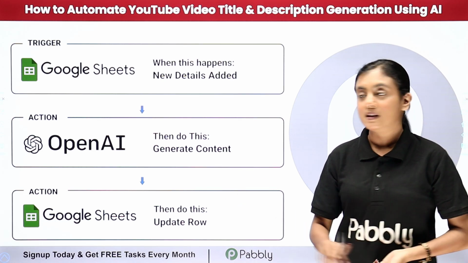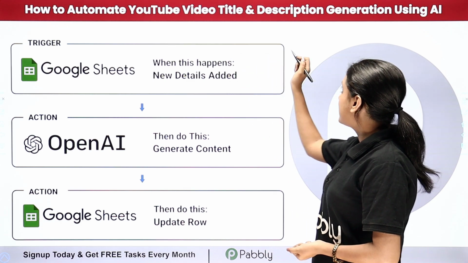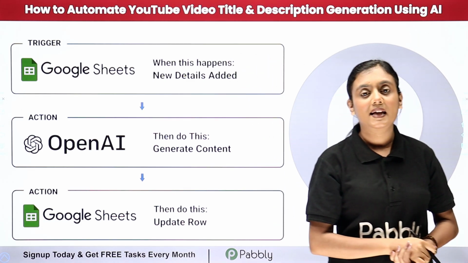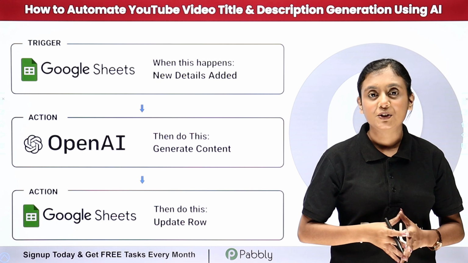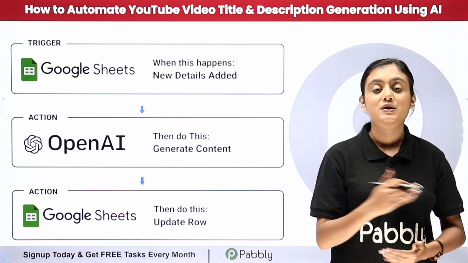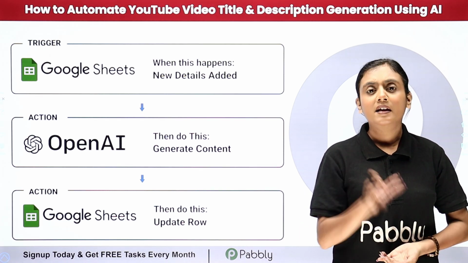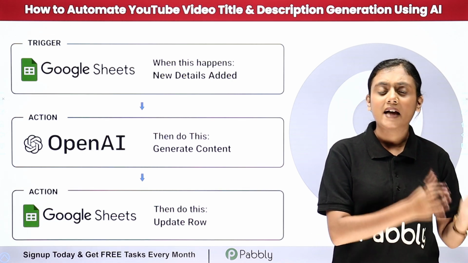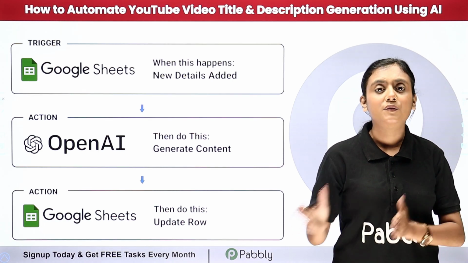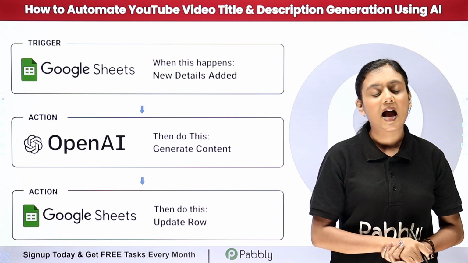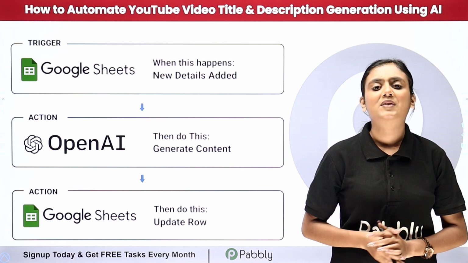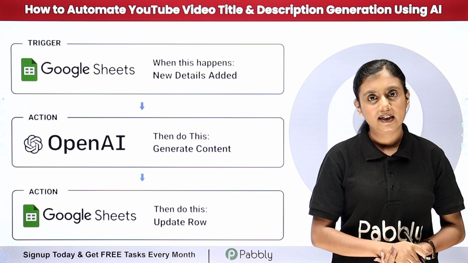In this video, we're going to learn how to automate YouTube video title and description generation using AI. So I manage a YouTube channel on which I post videos very regularly. Now, having an SEO-friendly title and description for every video is very time consuming and hectic. So to solve this, I have created an AI agent using Pabbly Connect.